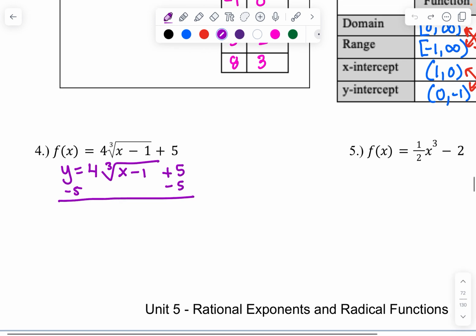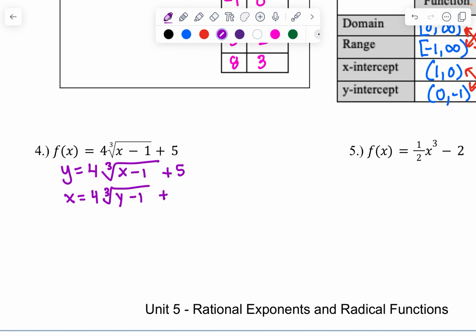Oops. I forgot to swap my x and my y. I replaced the f of x with y, but now I've got to swap the x and y and have x equals 4 times the cube root of y minus 1 plus 5. Now I can start solving for y by subtracting the 5.